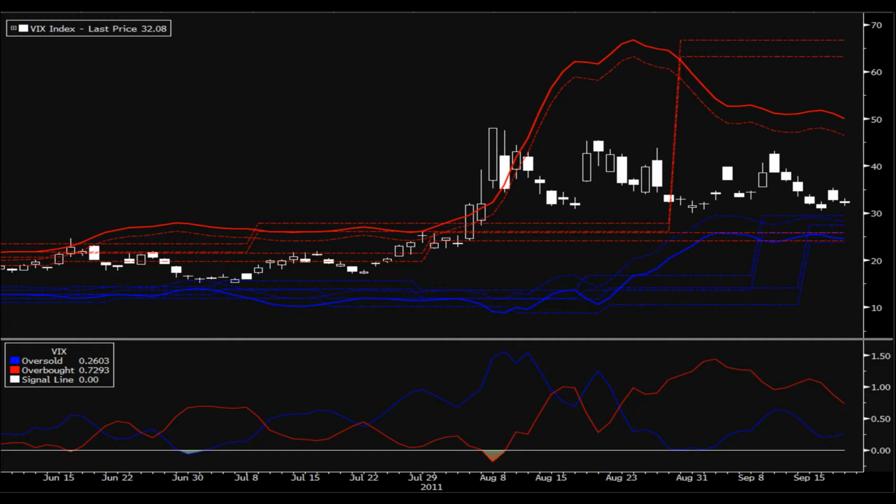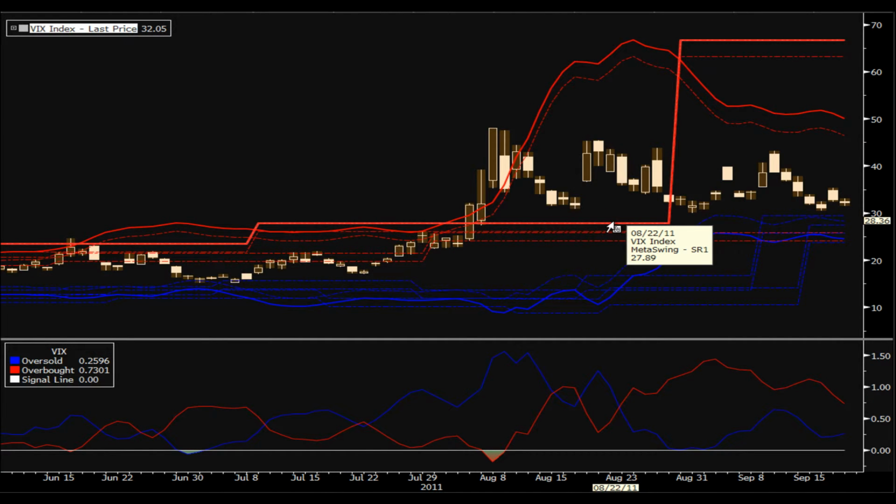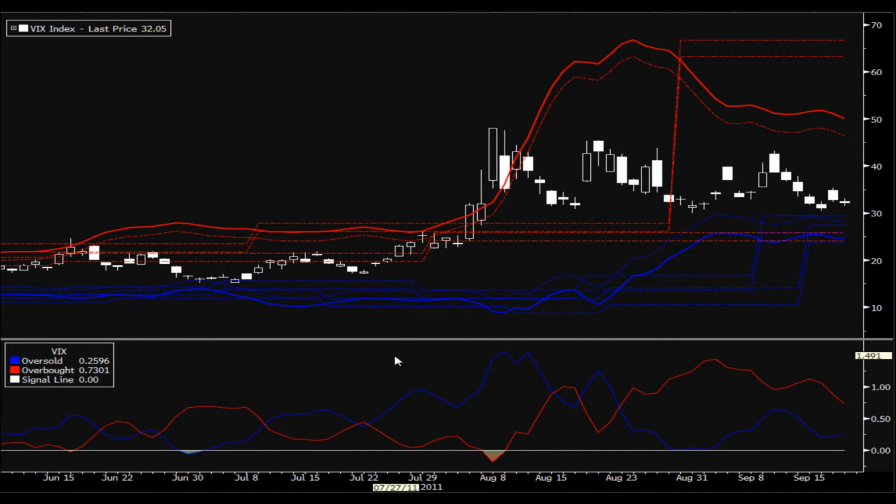Here we have a screenshot of the VIX. This is the daily time frame. In the price pane, we have the MetaSwing suite of tools which are associated with volatility-based support and resistance. So we have the in-bands, and we have the projected support and resistance lines. In the bottom pane, we have the Extremus indicator.